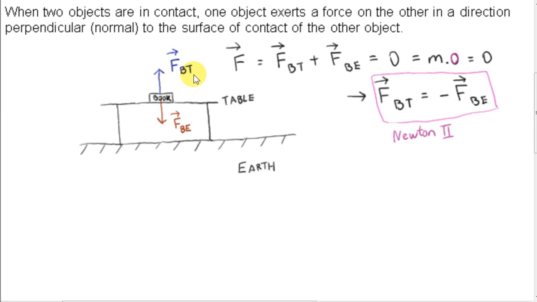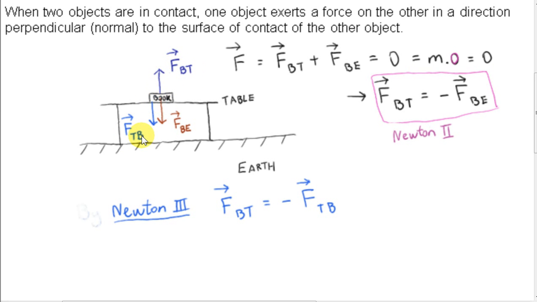FBT is a contact force. It's the force on the book due to the table. Now we can apply Newton's third law and consider the force on the table due to the book. So here is FTB. By Newton's third law, FBT is equal to minus FTB. So these two forces here, shown here in blue, do constitute an action-reaction pair. So these are the contact forces between the book and the table. The force on the book due to the table and the force on the table due to the book.